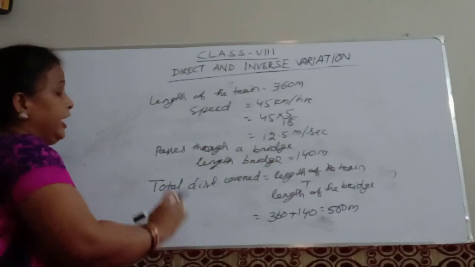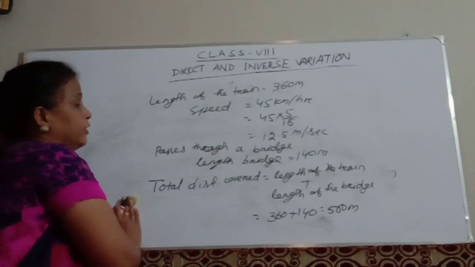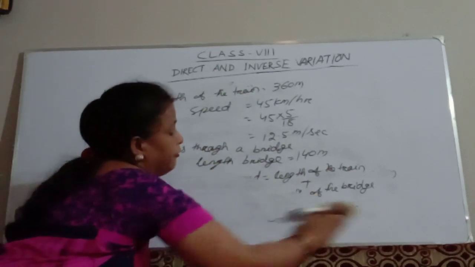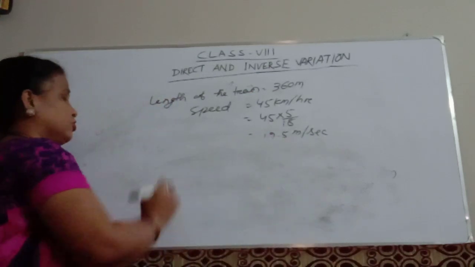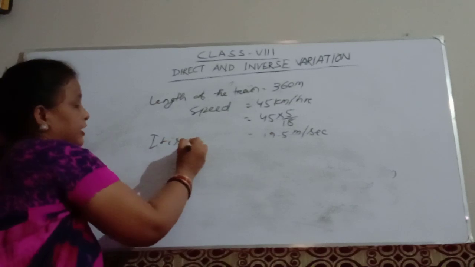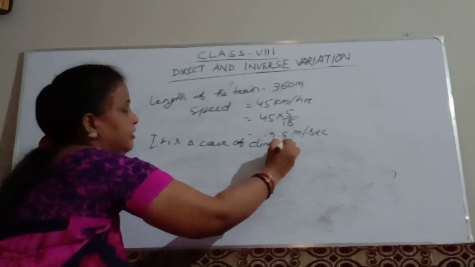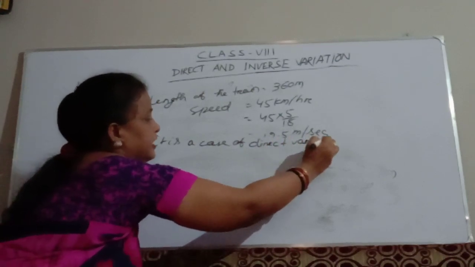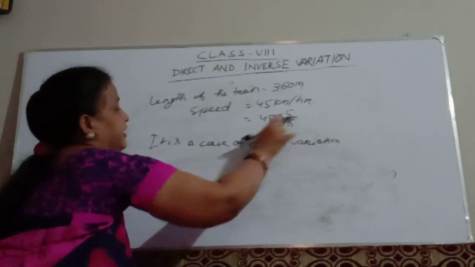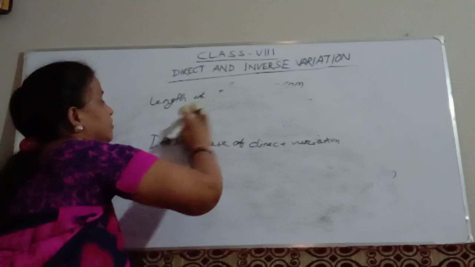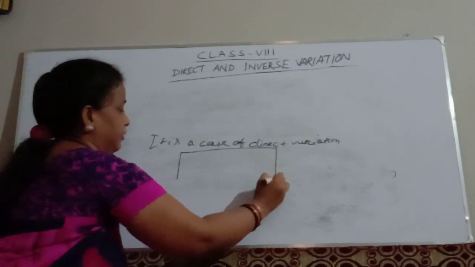Then you can find in 500 meter how much time will be required. So again you can convert into a tabular form, that is known as the direct variation method. It is again a case of direct variation. Let me erase this one because it is creating confusion. Then here again you can create the table like that.